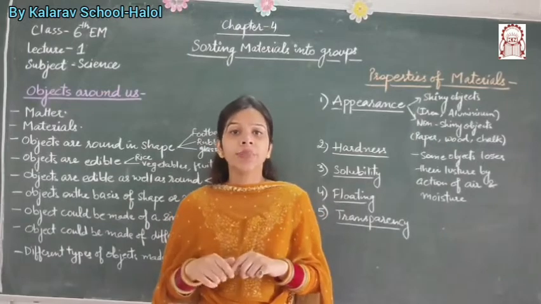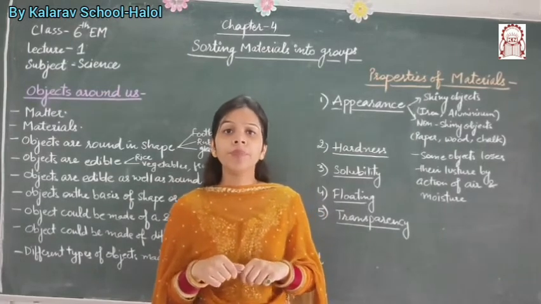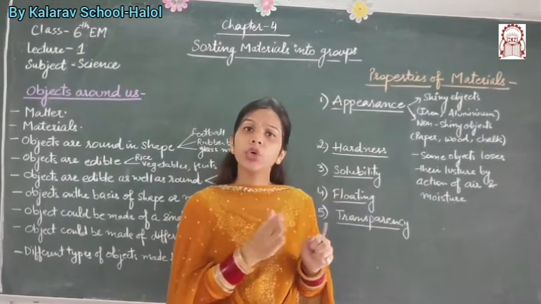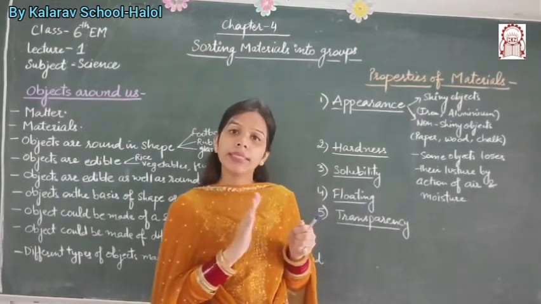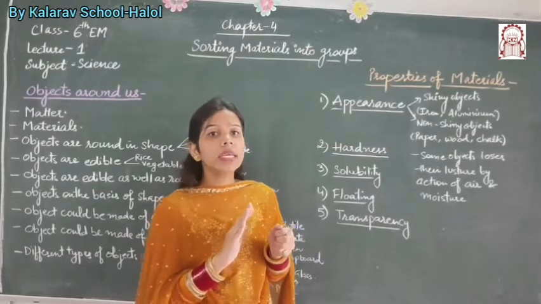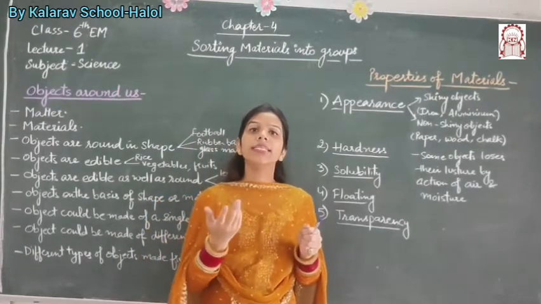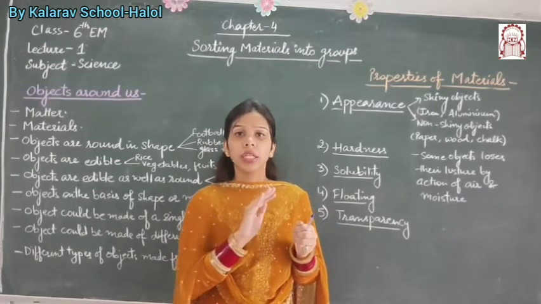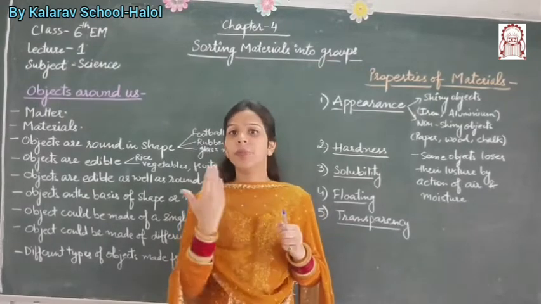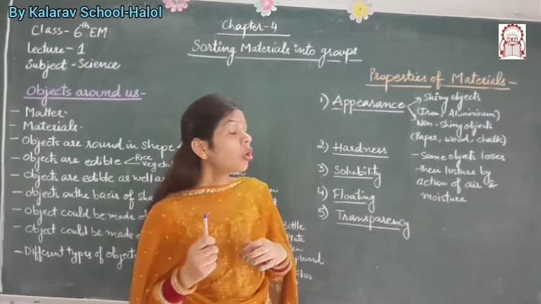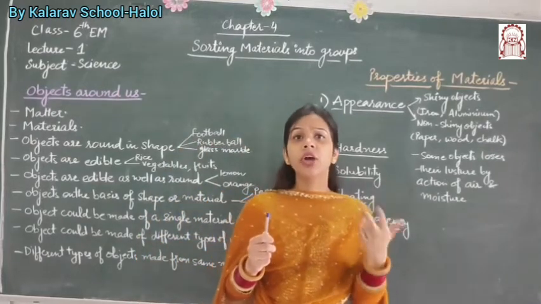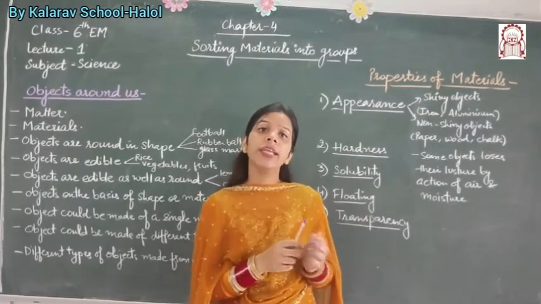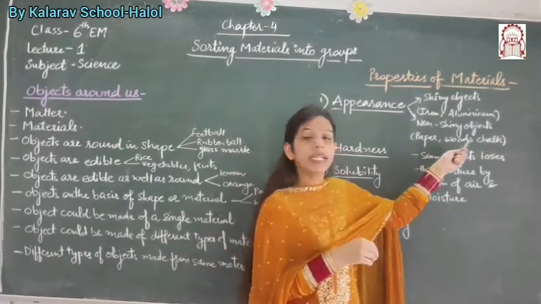You can see this at your home. Take a rod or iron rod, cut it into two halves, then apply sandpaper on the rod. You can see the rough surface is removed from the rod and the shiny surface appears. So the objects can be classified on the basis of appearance. It is of two types, that is shiny objects and number two is non-shiny objects.